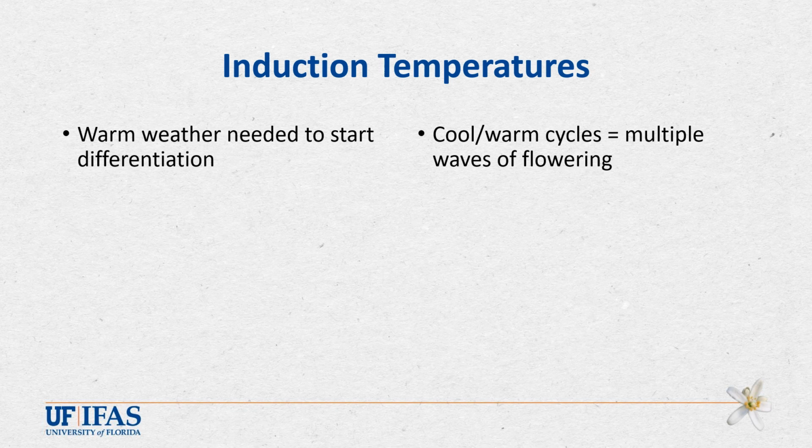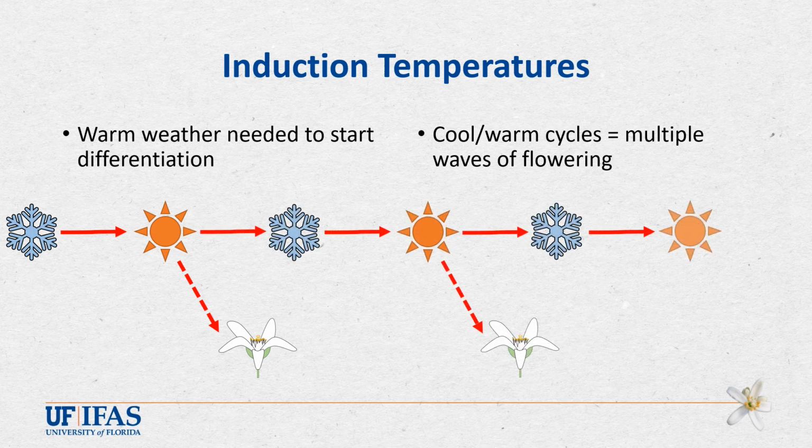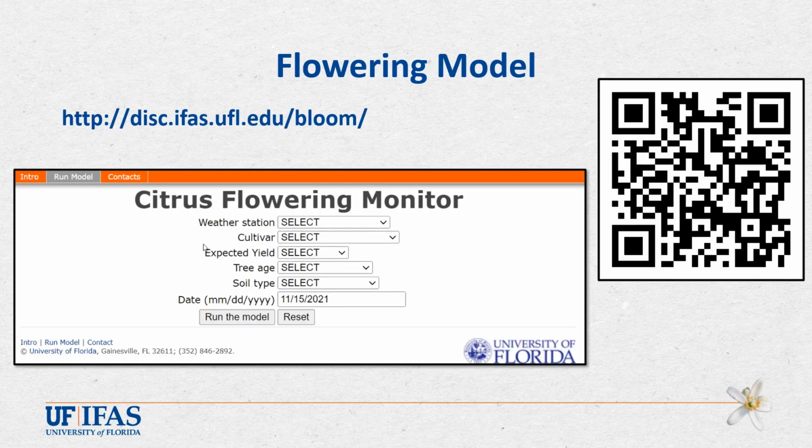Cycles of cool and warm weather lead to multiple waves of flowering. We can usually expect 2 to 3 waves of flowering here in Florida, with peak flowering falling between mid-February and April. Careful monitoring of fall and winter temperatures can aid in predicting the number and timing of flowering events.